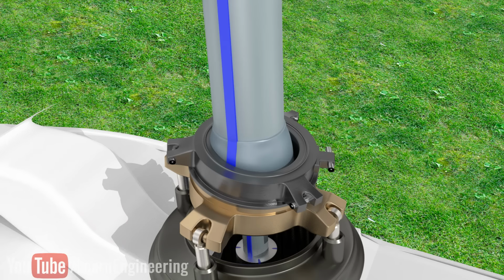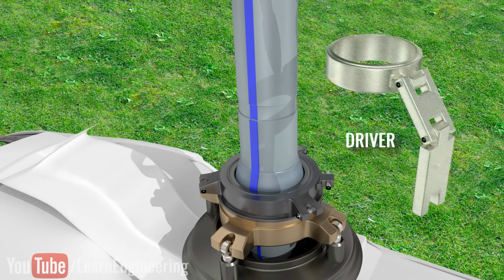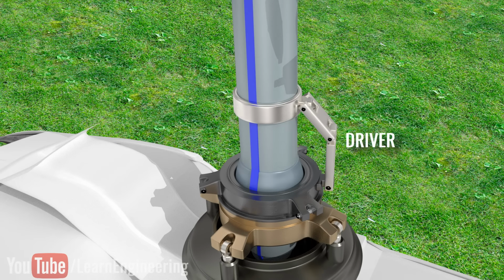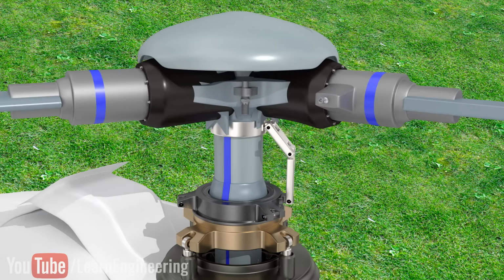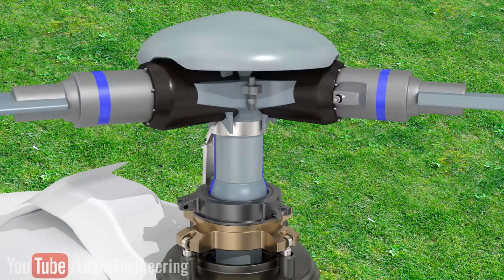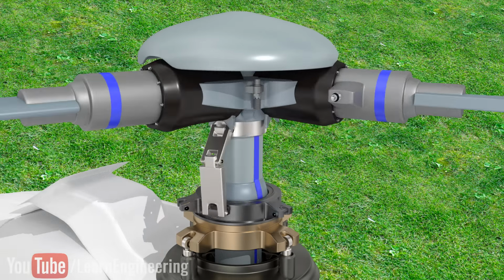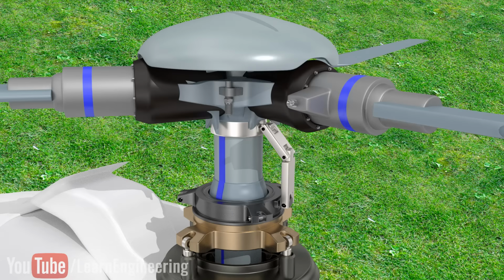The top swashplate is attached to the rotor shaft with the help of a driver. So the top swashplate will always move with the blades. The blades are connected to the top swashplate with the help of control rods.